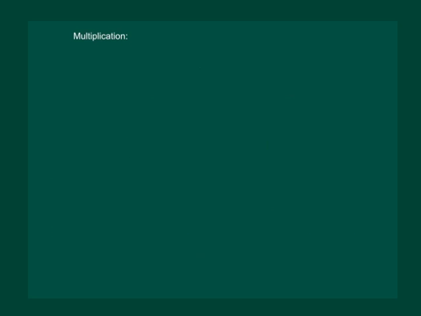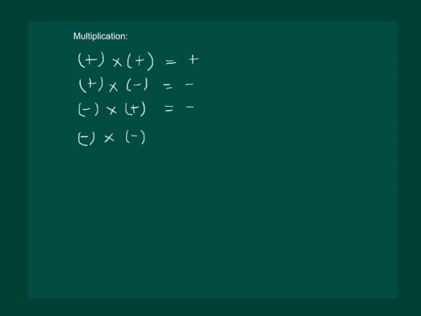Hence we sum up multiplication as follows. The product of a positive number with a positive number will give us a positive number. A positive number multiplied to a negative number will give us a negative number. A negative number multiplied to a positive number will also give us a negative number, and two negative numbers multiplied together will give us a positive number.